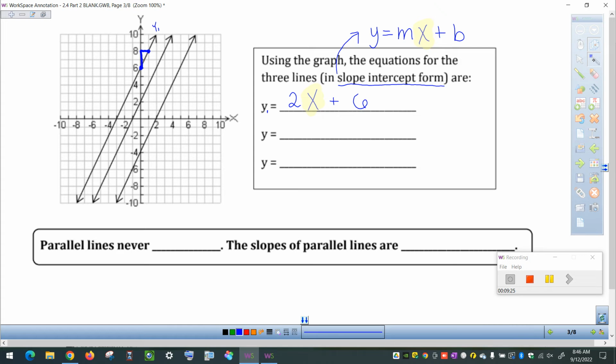So let's go ahead and have you fill in the next 2, and I'm just going to label them as y2 and y3. So take a look at those lines and put in what the equation would be.